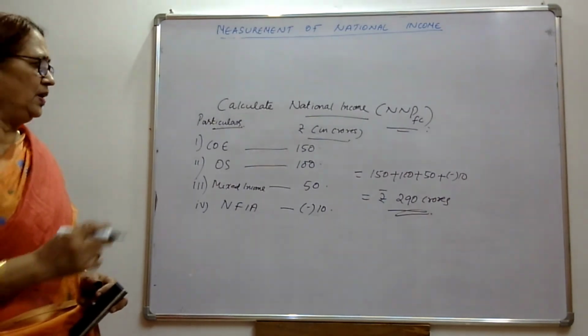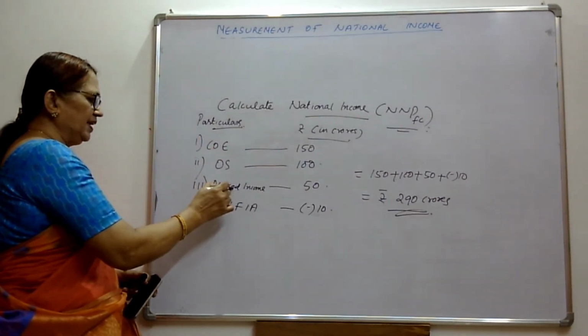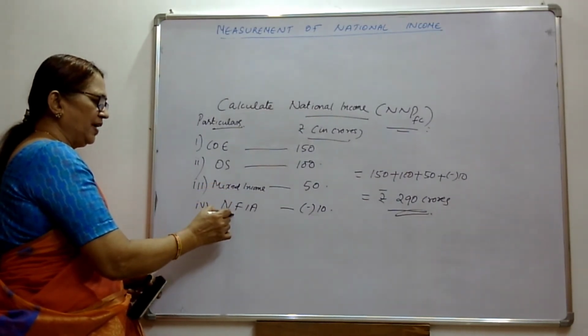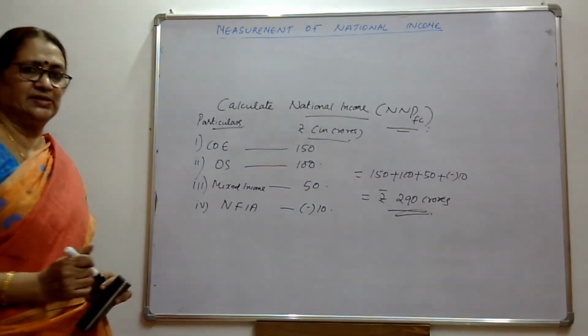Okay. So by adding these three, we will get domestic income. To that we have to add NFIA. We will get national income.